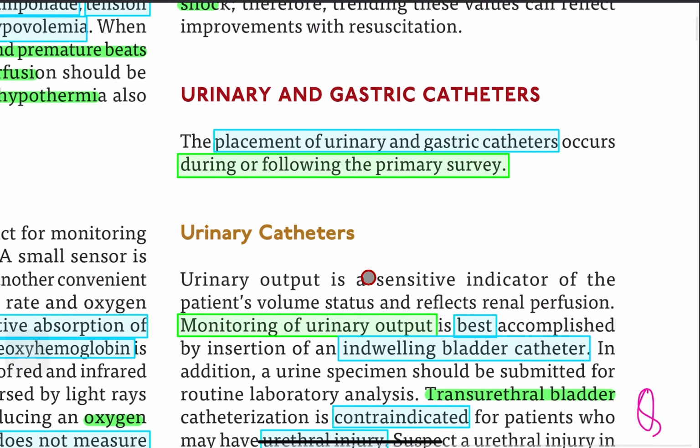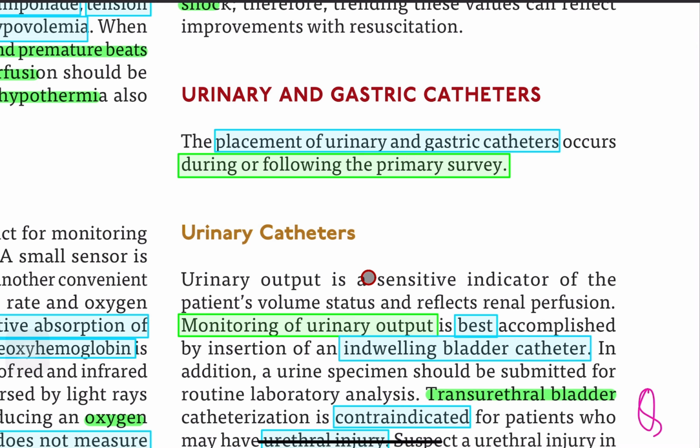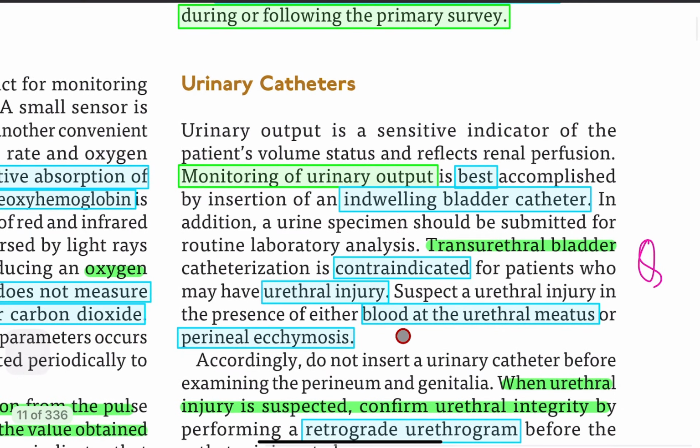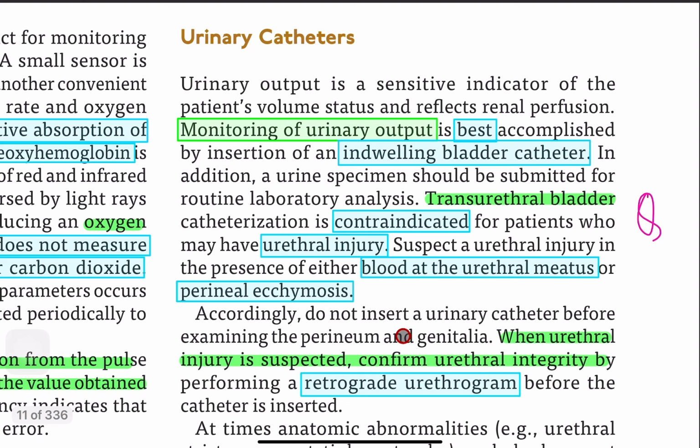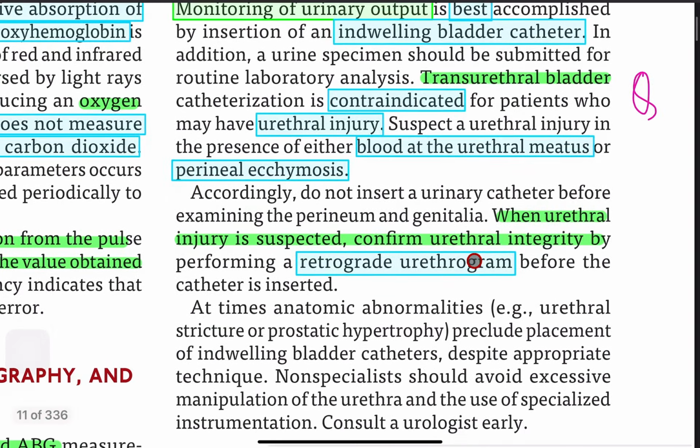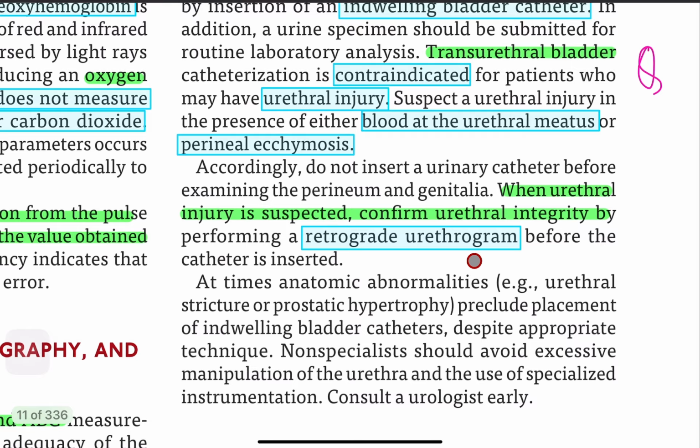Okay. So placement of urinary and gastric catheter can be done during the primary survey or following the primary survey. So they can ask that it can be done during also. Okay. During the primary survey you can put urinary and gastric catheters. Okay. So monitoring of urine output is best done by putting a bladder catheter. Okay. This has also been asked. It is contraindicated when you suspect urethral injury. And how will you suspect urethral injury? When blood is present at the urethral meatus or there is perineal ecchymosis. Okay. So in that case you will do a retrograde urethrogram.